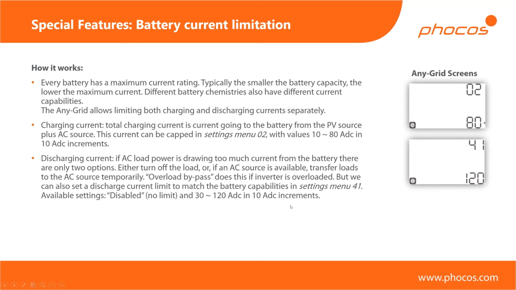So let's say, for example, that for the discharge current, I set it to 100 amps. That means that as soon as the discharge current exceeds 100 amps, the inverter will immediately switch to grid mode, serve the loads from the grid so as never to surpass the 100 amps. And as soon as the loads are below that threshold again, it will come back to off-grid mode. So like this, you can deal with small batteries.